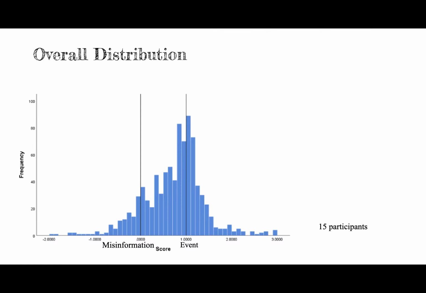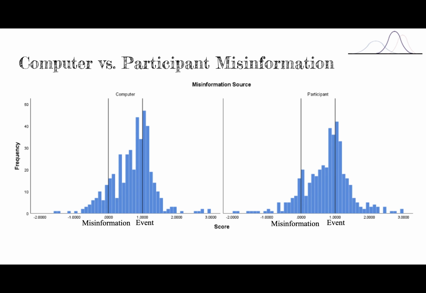So, our results. For our statistical test, we used a non-parametric statistical test. Looking at the overall distribution of 15 participants, as we can see, there is a mode around the event. More people answered close to the event, and the Bayesian distribution shows this. And this is the participant versus computer condition, which is the message that they got when they saw the misinformation. We saw no significance, so this means that there was no difference between the answers in the two conditions.